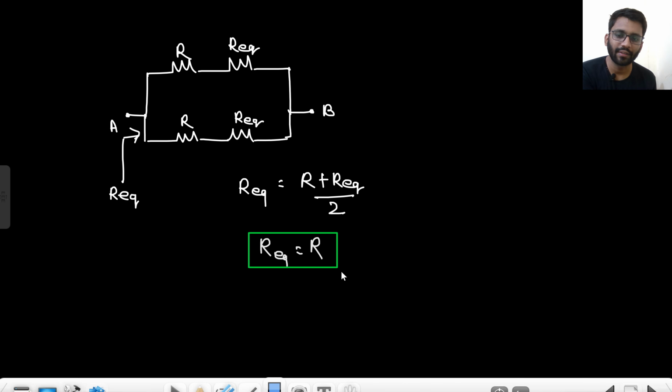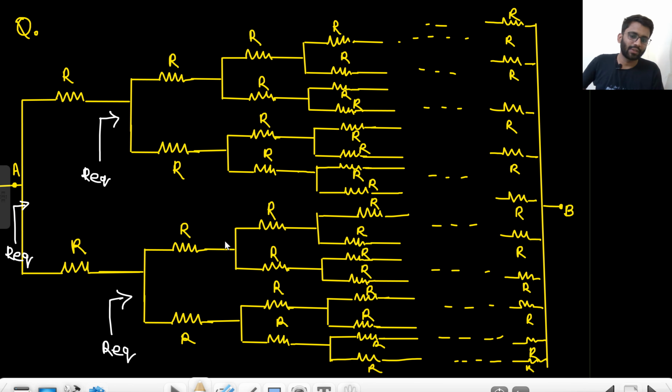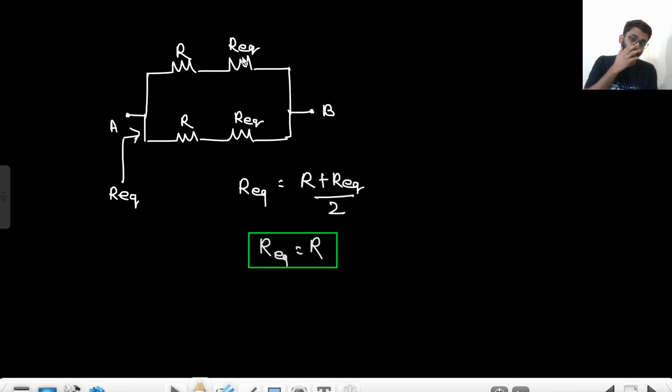Did you get it? Now this I replaced with R equivalent, and this also I replaced with R equivalent. Then directly I had B, and here I had R equivalent. So R plus R equivalent by 2. So R equivalent is equal to R plus R equivalent by 2, so R equivalent is equal to R. This is my final answer.